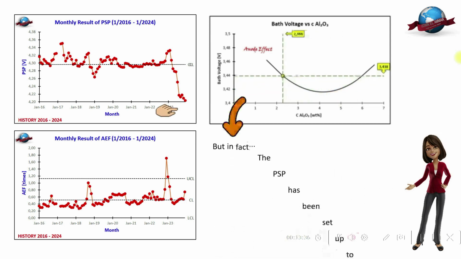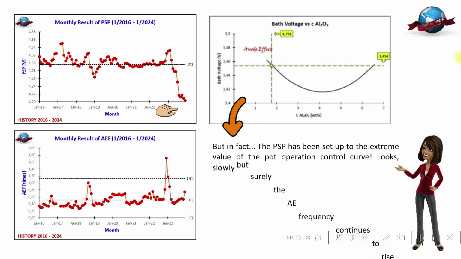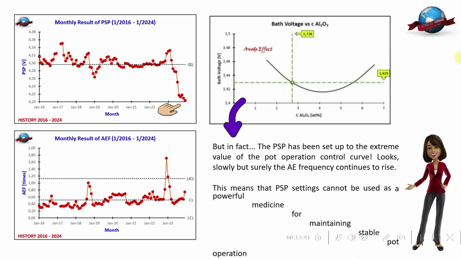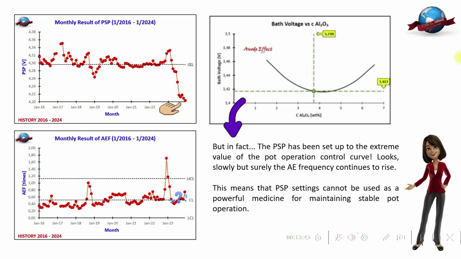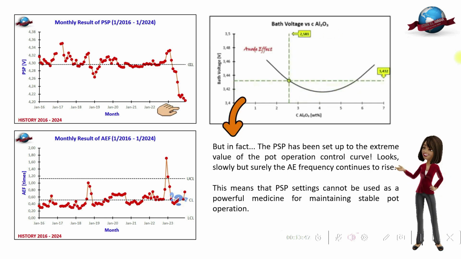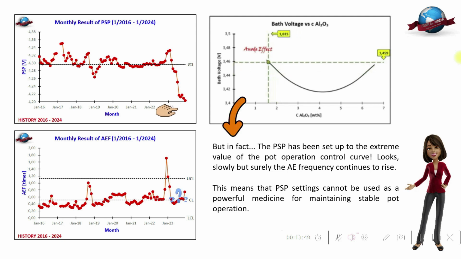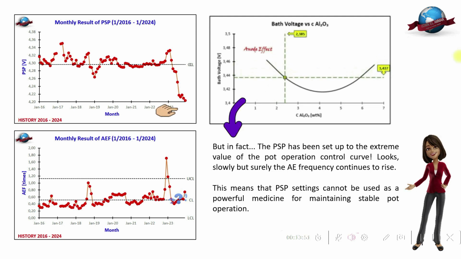But in fact, the permanent set point has been set up to the extreme value of the pot operation control curve. Slowly but surely the anode effect frequency continues to rise. This means that permanent set point settings cannot be used as a powerful medicine for maintaining stable pot operation.